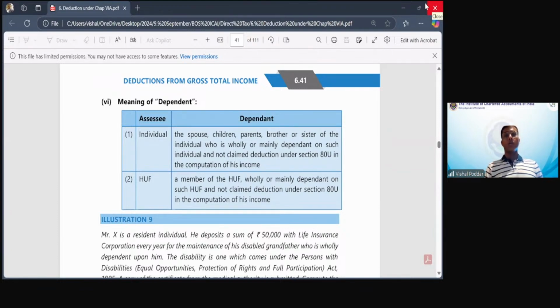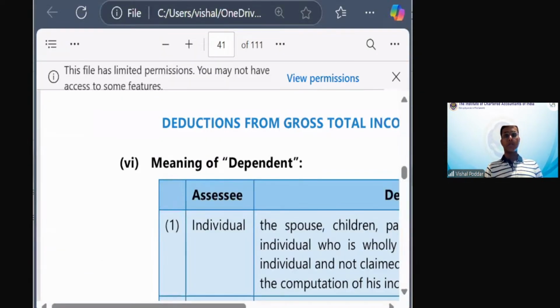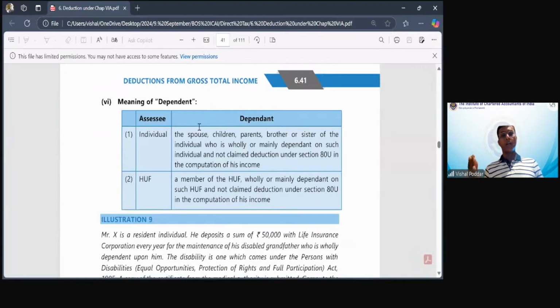But fine. Now, who is covered in this section? The word used was dependent. Now, who is a dependent in the case of an individual? It is the spouse, the children, the parents, or your brothers and sisters who are wholly or mainly dependent on such individual and do not claim a deduction under 80U. So either they can claim the deduction or you can claim for them. So if they are paying for themselves, they will claim under 80U. If you are paying for them, you will claim under 80DD. But for the same payment, they and you both cannot claim the deduction. That they will also claim under 80U because they are disabled, and you are claiming because your dependents are disabled. So for the same payment, both cannot get the deduction.